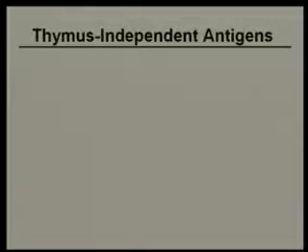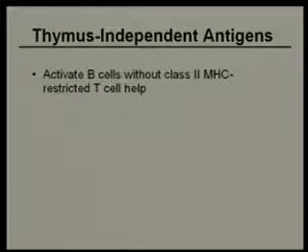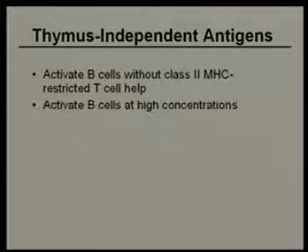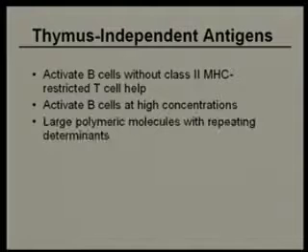Okay. Now, in addition to the T-dependent antigens, there are also T-independent antigens, or thymus-independent antigens, and these antigens do not require the help of the T cells. These are very unique. Again, they can activate B cells without class 2 MHC-restricted T cell help. Typically, it takes a very high concentration of these antigens to elicit the B cell response. And typically, these T-independent antigens are large polymorphic molecules with repeating determinants.